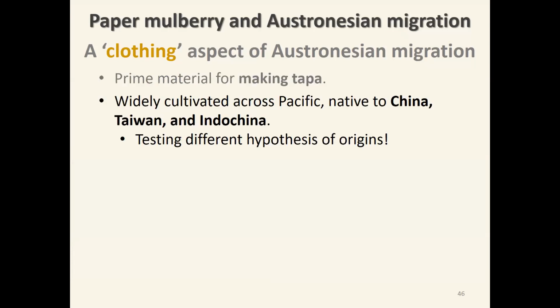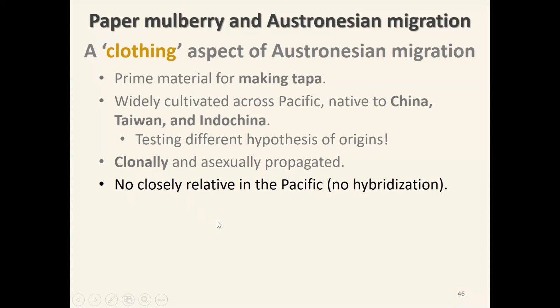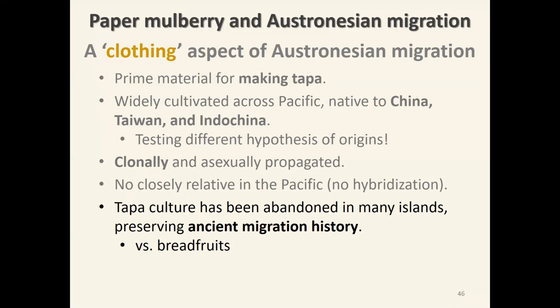Based on this information, we think paper mulberry can provide a very interesting subject to study the Austronesian expansion and migration, because it provides a very unique, closing aspect of the Austronesian migration. Because it was the prime material for making tapa cloth, it was widely cultivated across the Pacific, but its native range likely includes China, Taiwan, and Indochina. This happens to be the proposed so-called homeland for Austronesian expansion and migration. They were clonally propagated, suggesting that they can preserve an ancient migration. And because they were clonal and had no close relatives in the Pacific, they won't have hybridization.